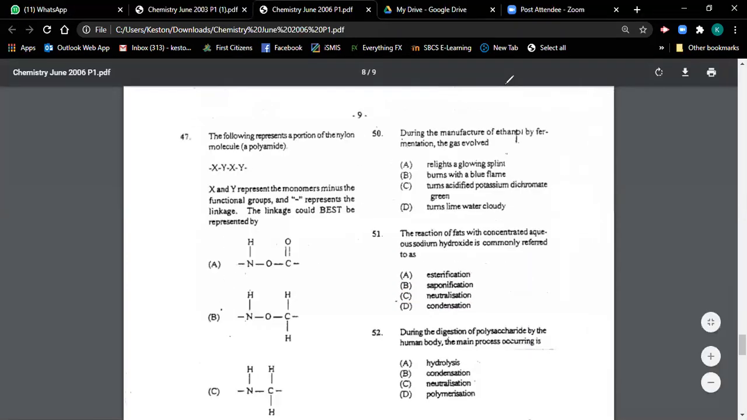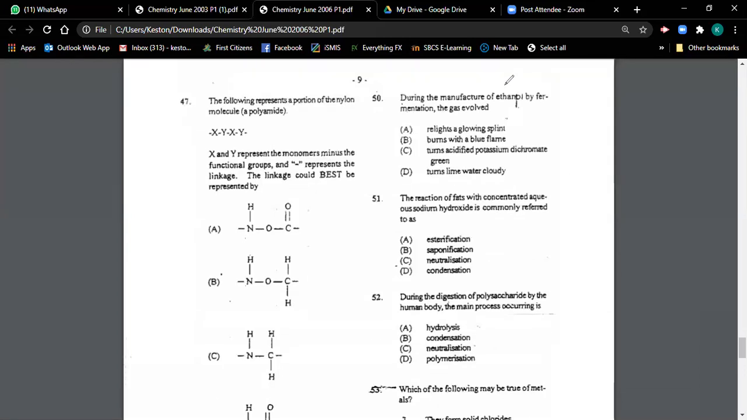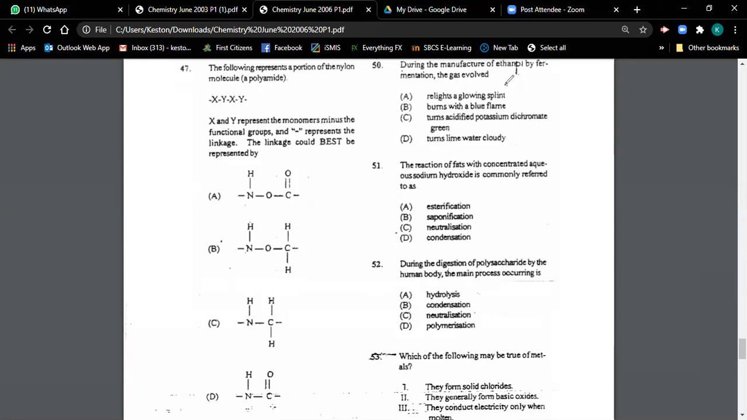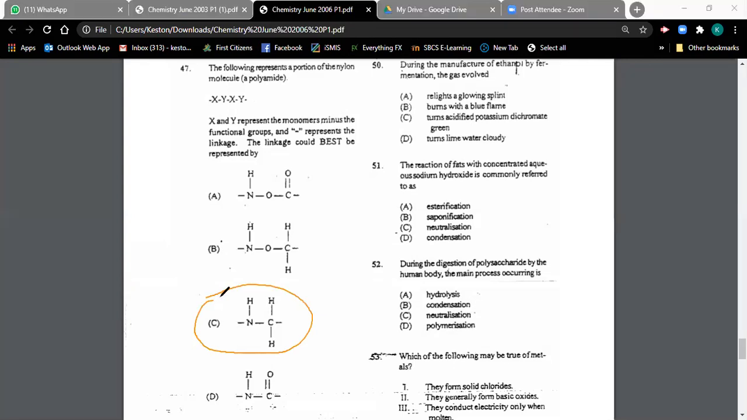47. The following represents a portion of a nylon molecule, polyamide. The linkage could best be represented by, so looking for amide linkage. You're familiar with what the amide linkage looks like? Any answers? C? Yes, Navin. C for this question is correct. This is your polyamide linkage.